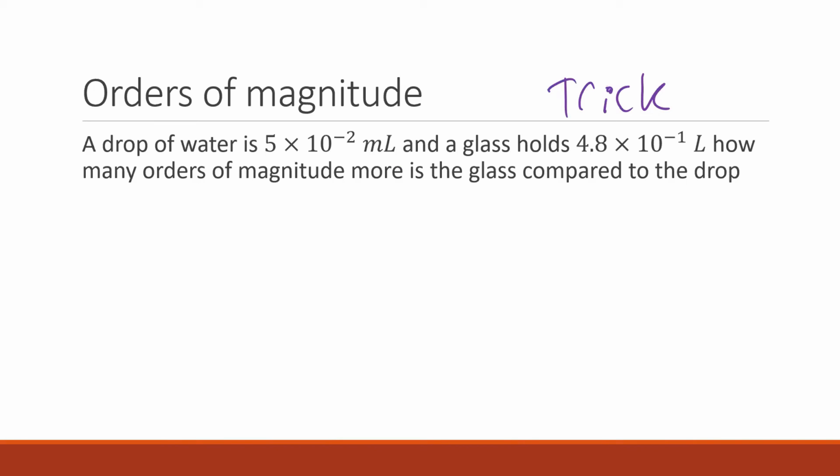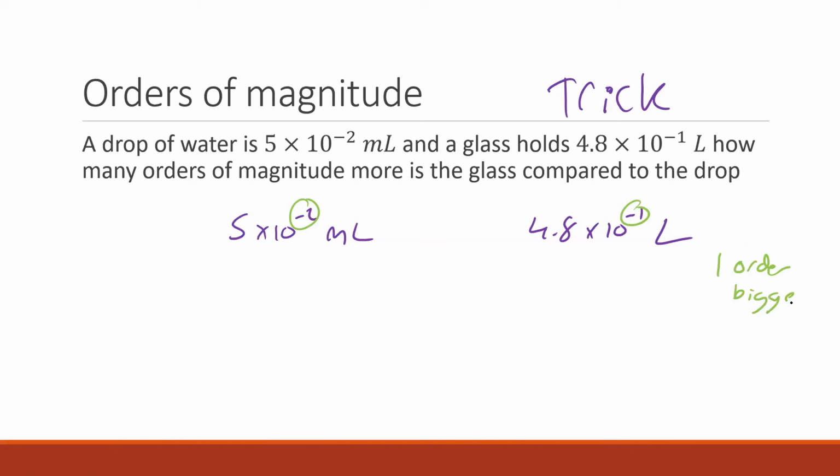I have 5 × 10⁻² mL, and I have 4.8 × 10⁻¹ liters. Okay, so if I look at the orders of magnitude here, I could easily just go, we've got orders of magnitude of -2 to 1. How many orders of magnitude is that? It's one order bigger. But many people have already pointed out that that is incorrect.